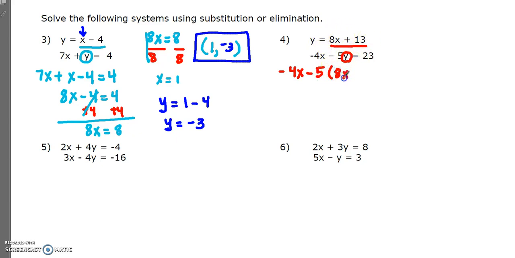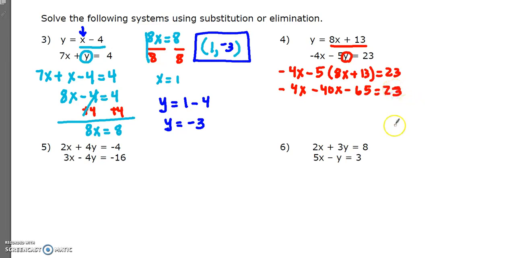So the 8x plus 13 equals 23. Again, I could put all this into InSolve, or I could go ahead and solve it by hand. I'm going to do it by hand, but of course InSolve would be much faster. So I have to distribute the negative 5, so I'll have a negative 40x, and then a negative 5 times 13 will give me a negative 65, and that will equal 23.